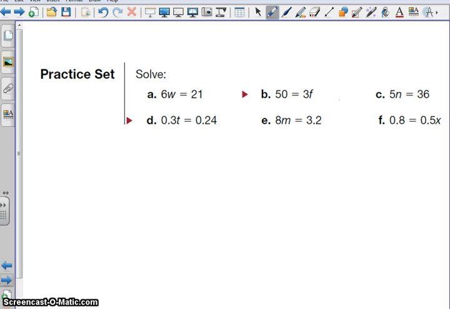Looking at the practice set, you should be able to solve all of these problems. Remember, if you need to do over, up for any of the division with decimals, but also remember the song, isolate the variable, hi-ho the dairy-o, isolate the variable.